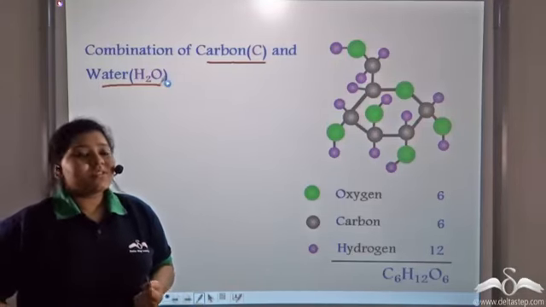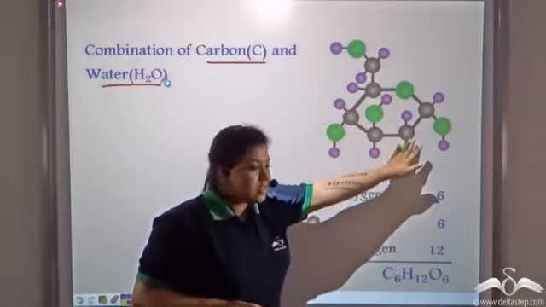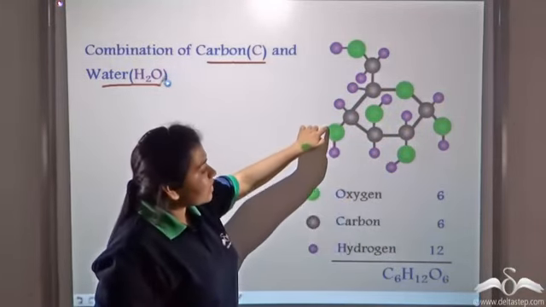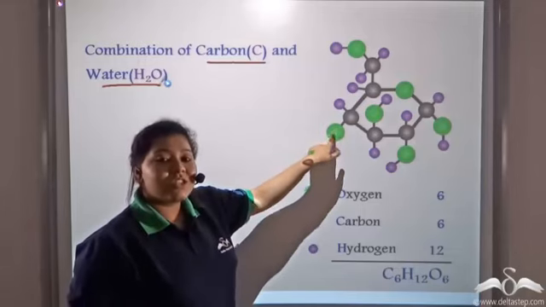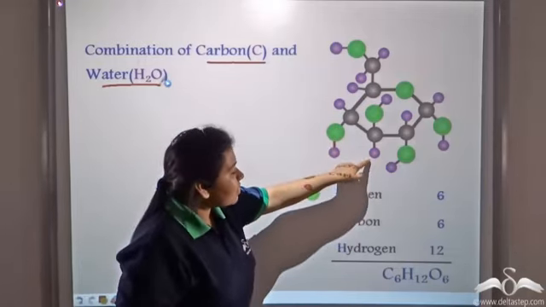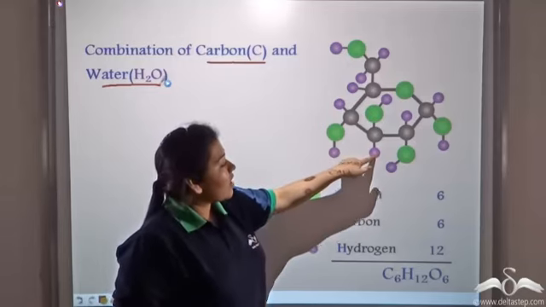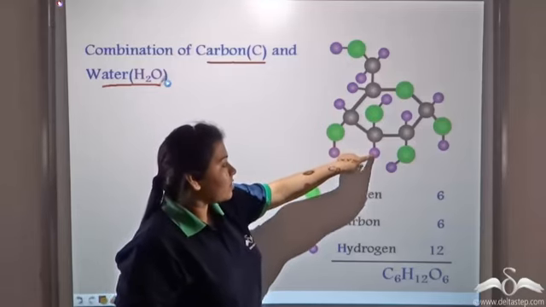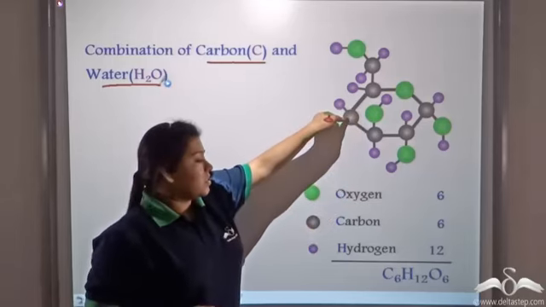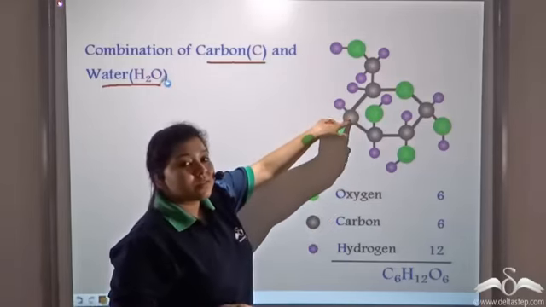The chemical structure of glucose is this. Now see, these green ball-like structures are the oxygen atoms. These purple ball-like structures are the hydrogen atoms. And these ash-colored structures are the carbon atoms.